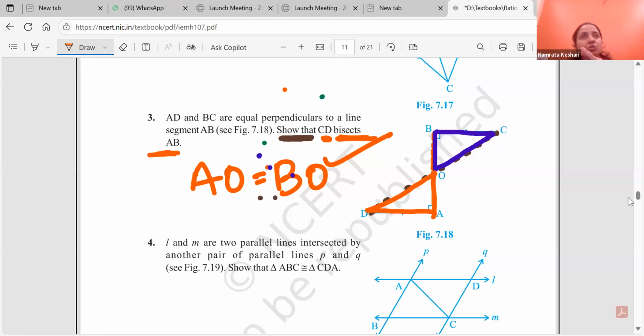And we are thinking, can we use congruency? Because we can see 90 degrees over there and 90 degrees over here. It also says the two lines are equal. Which two lines? AD over here and BC over there are equal in length. So maybe we can match this data and see if any criterion is matching, hence congruent, hence AO and BO will be the same. Okay, let's do it.